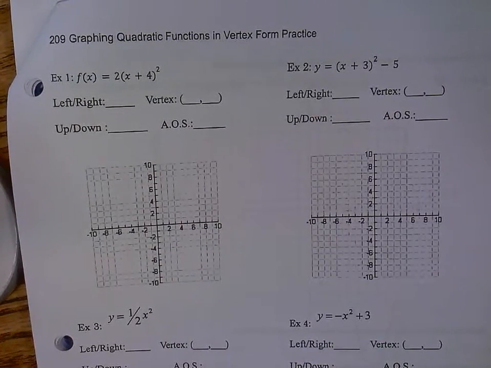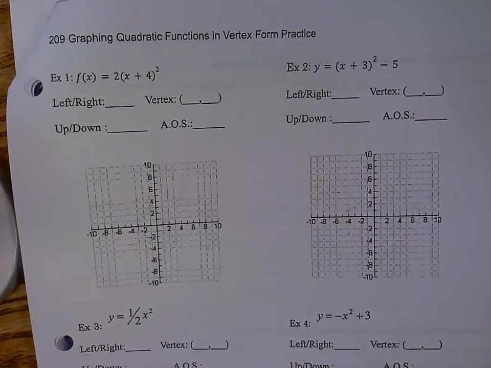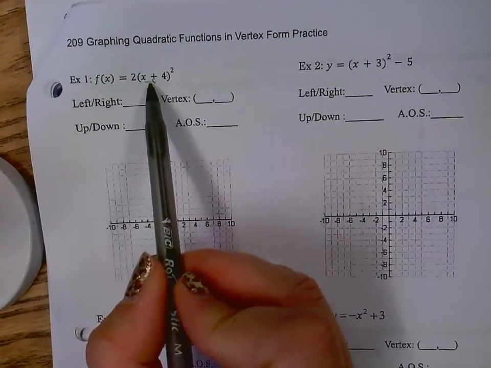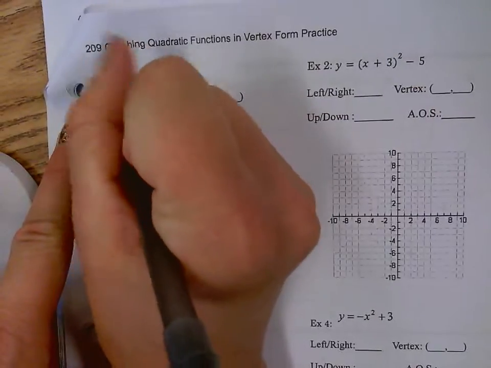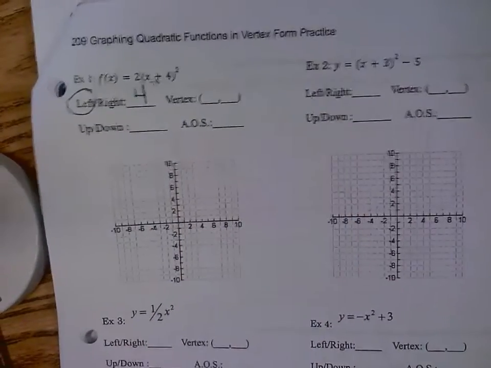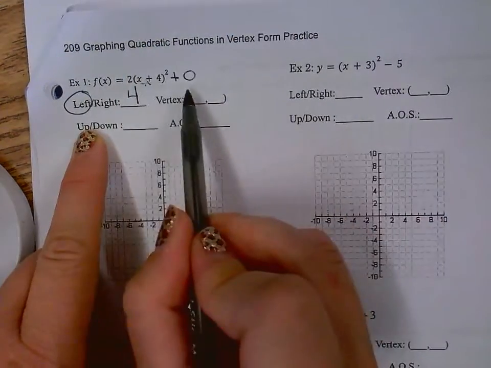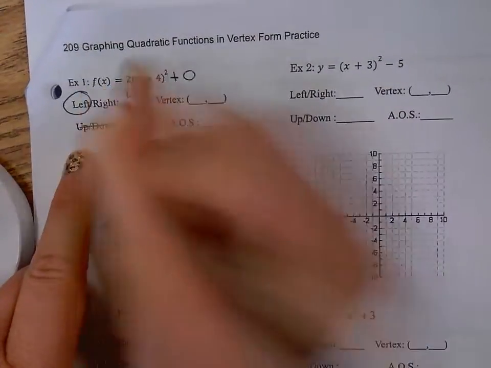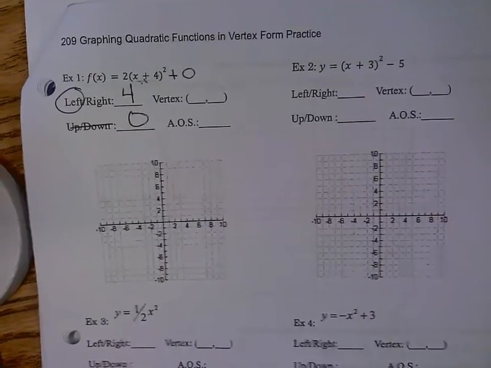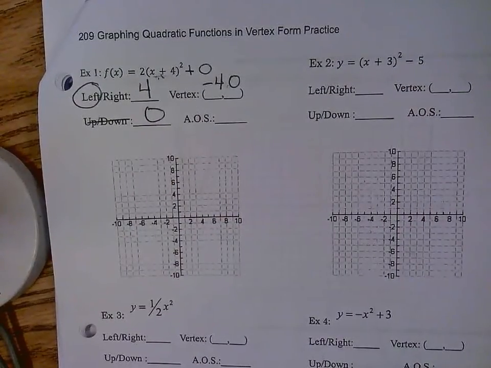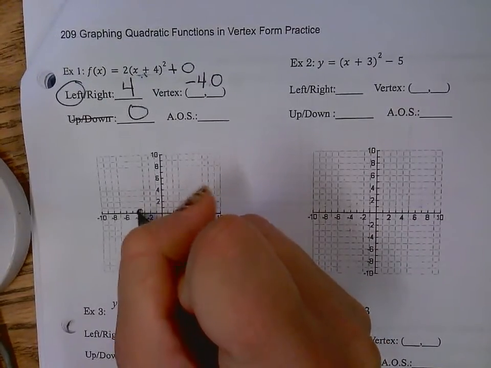This is just a transformation then. So now I'm just doing left, right, up, down, flip, or shift. So you're practicing your transformation rules this week. So what does the +4 do? Is that left or right? Left. So I'm going left 4 units. Do I go up or down? No, because there's a +0 sitting outside of the parentheses. So I'm not going up or down at all. My vertex is at -4, 0. So I'm going to plot that on my x-axis right there. -4, 0 is right there.